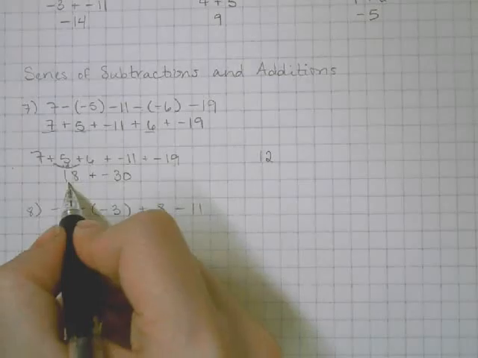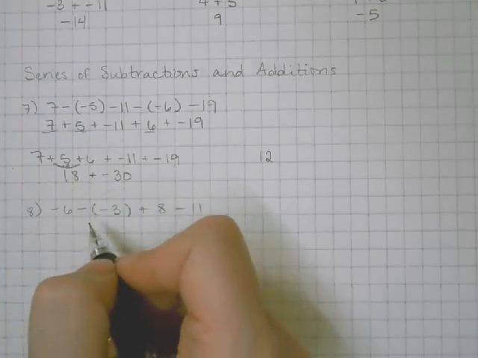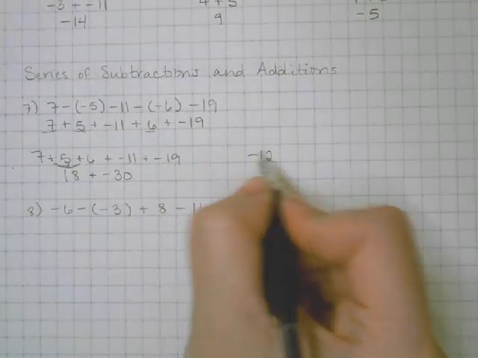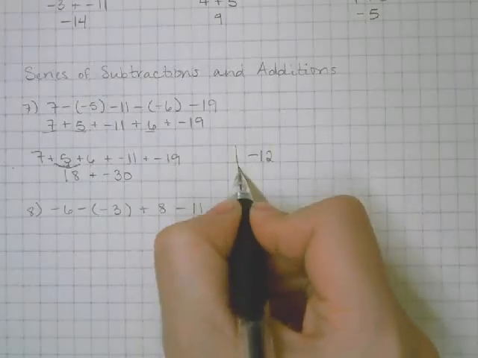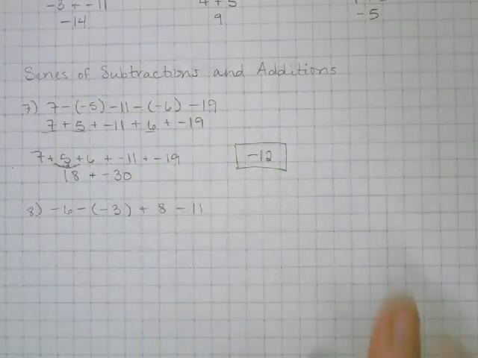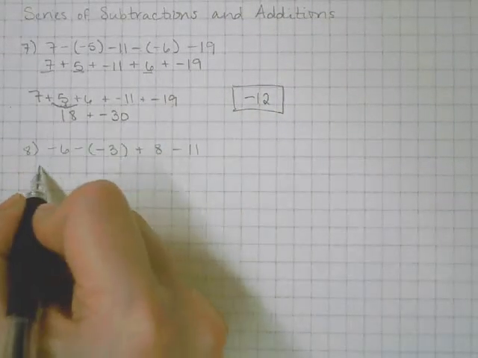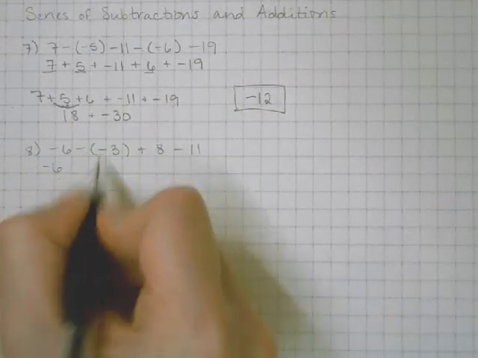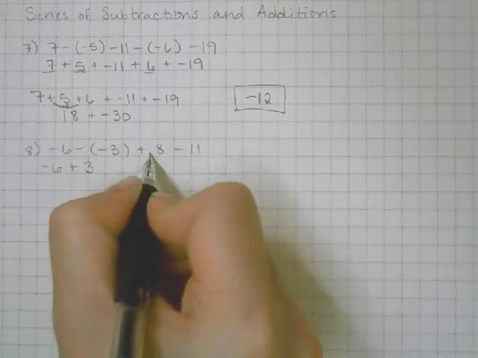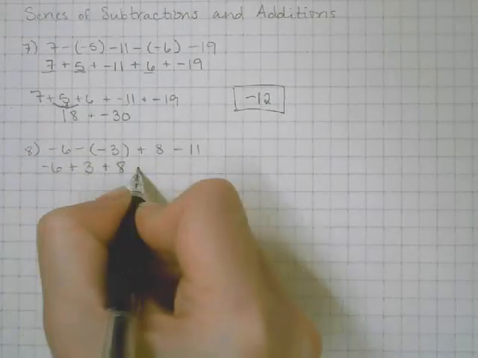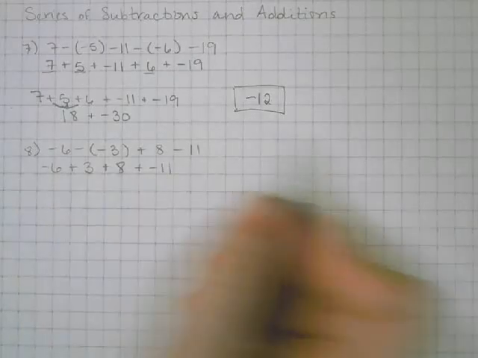And then you need to look at what the bigger number is. 30 has a bigger magnitude, so that's going to be a negative 12 for our answer on number 7. Number 8, negative 6, double negative 3, so plus 3, plus 8, plus negative 11.